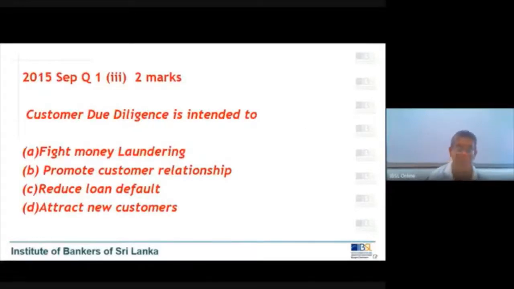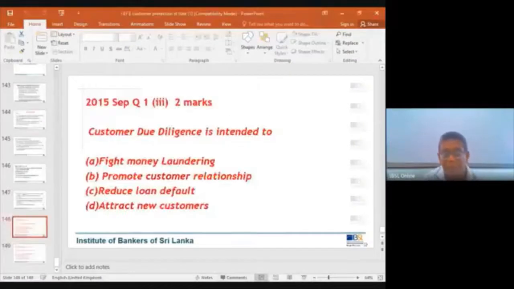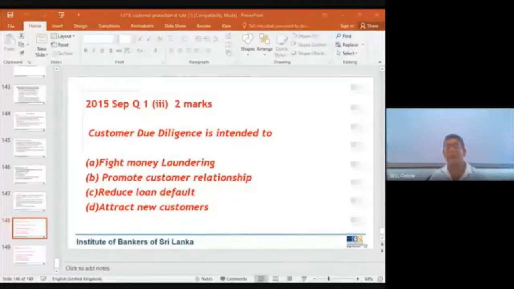Now, in addition to that, I'll give you a last question. This was not given to you by me in your paper, but this question came in 2015, two months. Customer due diligence is intended to, what may be the correct answer? Anybody knows what may be the correct answer? Fight money laundering. Good. Very good. Majority of you have given me the correct answer.